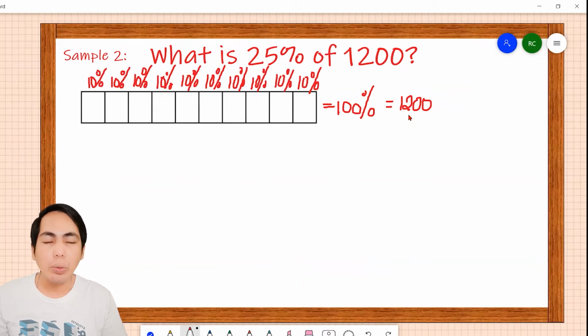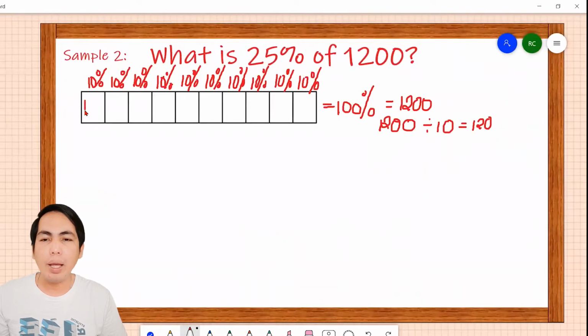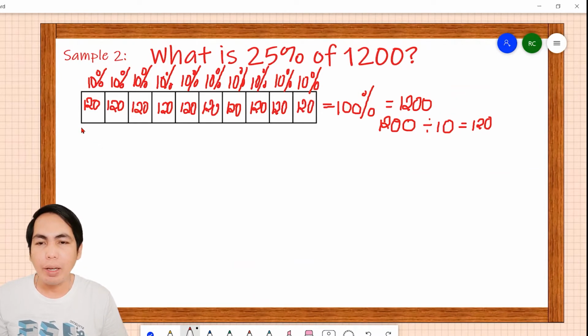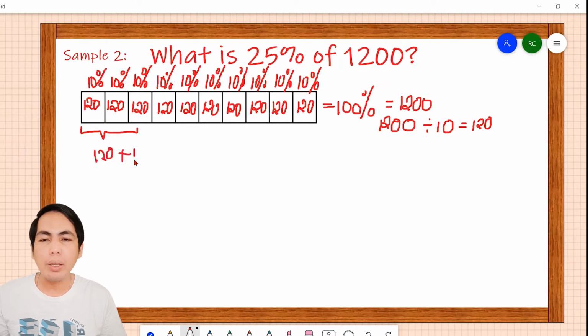Since the total is 1,200 to be distributed equally into 10 units, to get the value in each unit, we have to divide the 1,200 by 10 to give us 120. So each block is 120. 25% is equivalent to 2.5 units, since half of the unit is 5%. To get the value of 25% of 1,200, we have to add 120 plus the 120 plus half of 120, which is 60, to give us 300.